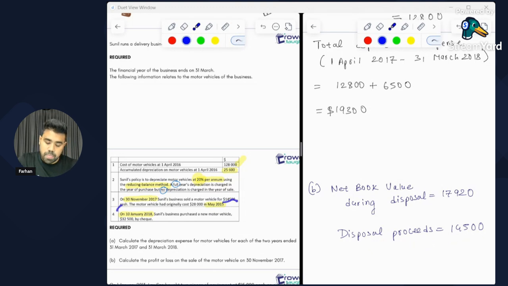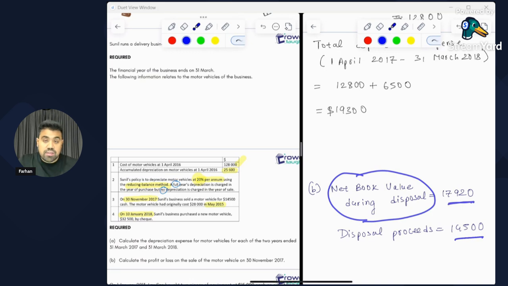Isn't that so? Right. So the net book value during disposal was $70,920, and the amount that we have sold this motor vehicle for is $40,500, which refers to the disposal proceeds. Now, what can we see here? We can see that we had more economic benefits within this motor vehicle that we had sold, right? But we ended up selling it for less.